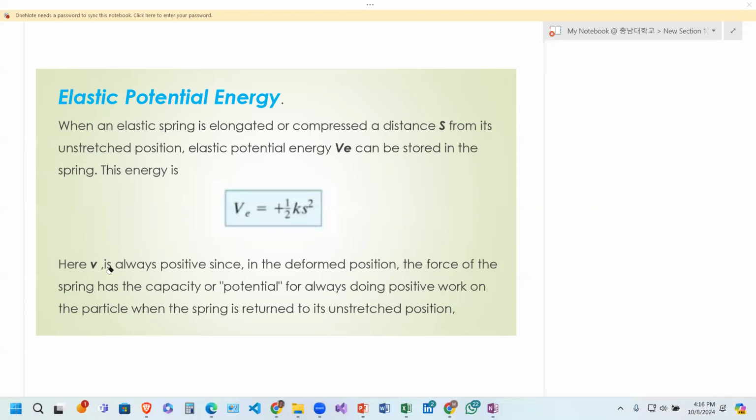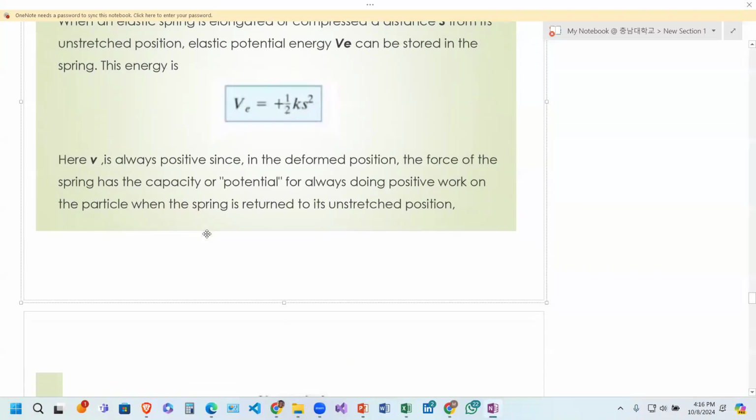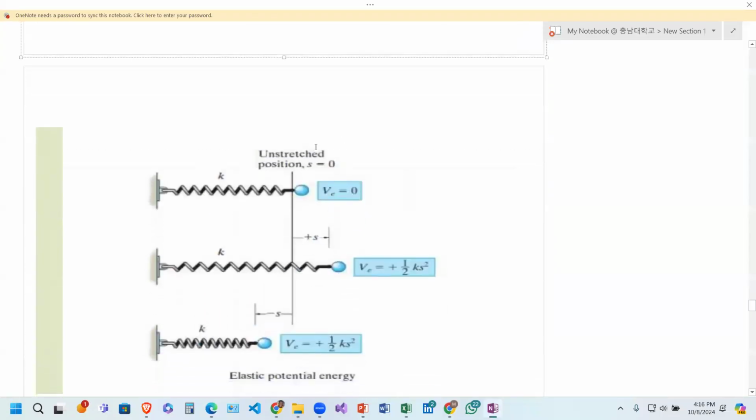All right. Here V is also positive, since in the deformed position the force of the spring has the capacity, the potential, always of doing work on the particle when the spring is returned to its unstretched position. Okay, so now let's continue. This is the unstretched position, which is s equal to 0.